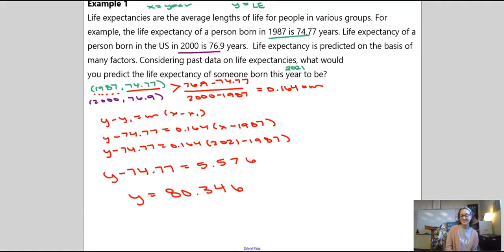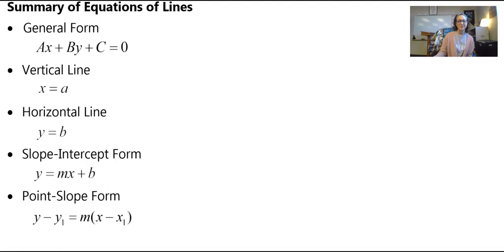All right, I got about 80 years old, so life expectancy 80.346. All right, force another pause on your screen. Can you just copy the summary of equations of lines that I have here?